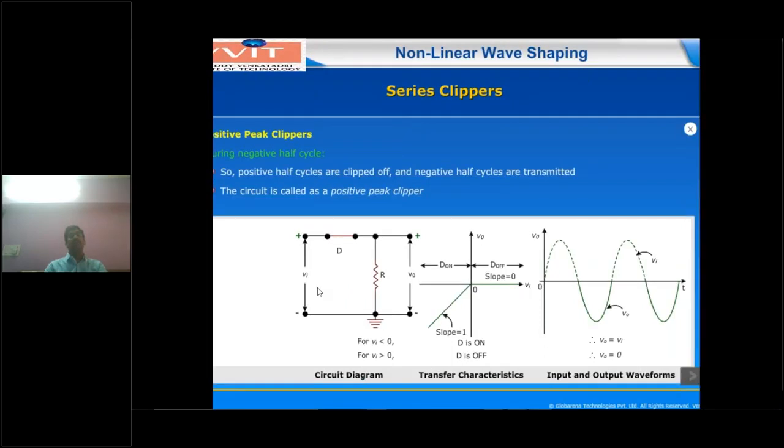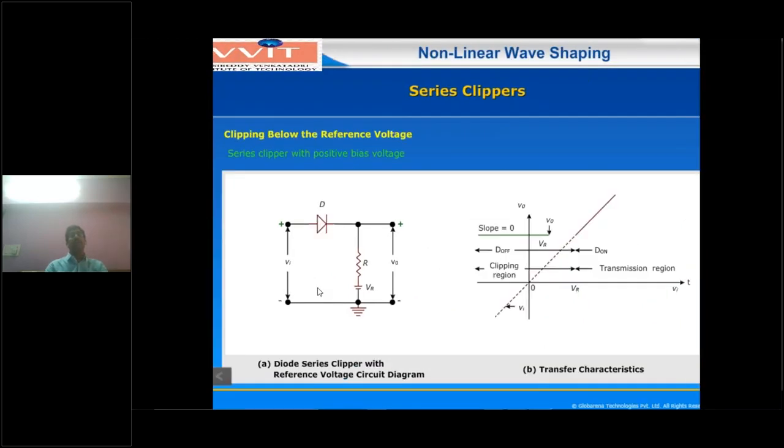Next we move to another type, clipping below the reference voltage. Here the diode is connected in series and the reference voltage is a positive reference, plus VR. For example, the input sinusoidal has a positive peak value of plus 5 volts and a negative peak value of minus 5 volts. Let us take VR equal to 3 volts.